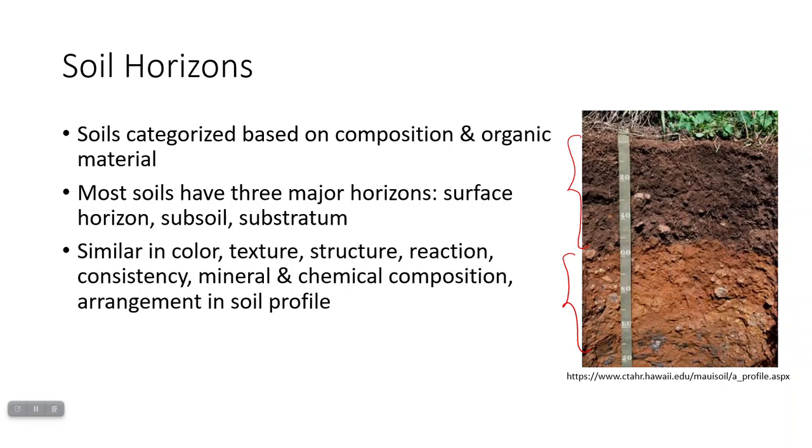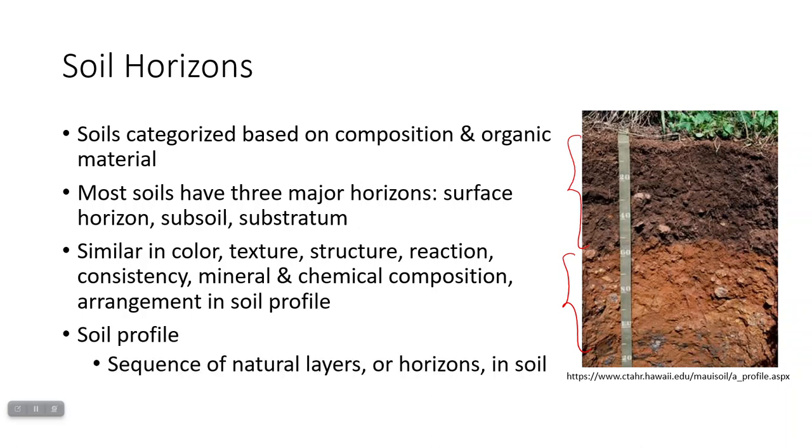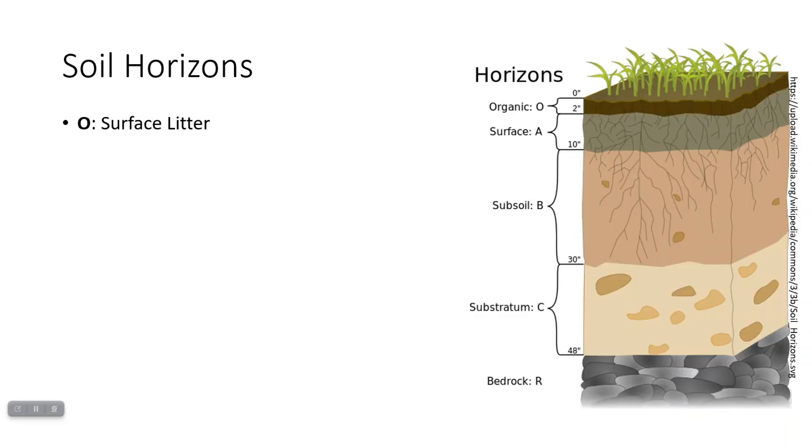And you can see these characteristic layers when you look at soils even from different regions. These soil horizons are characterized by characteristic colors, textures, structures, mineral and chemical composition, and even how they're arranged in a soil profile. What is a soil profile? It's the sequence of layers or horizons that you find in soil, extending from the surface all the way down to the bedrock, aka the parent material.